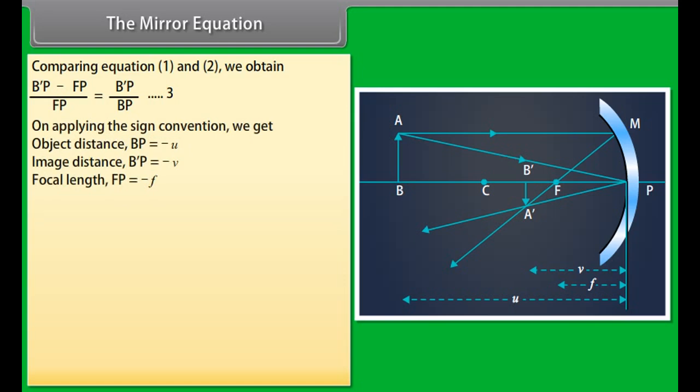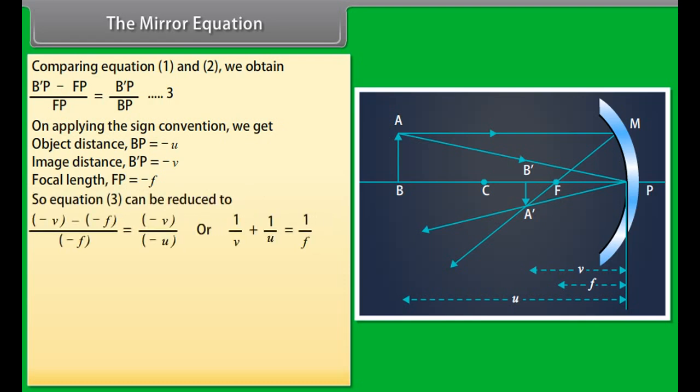On applying the sign convention, we get object distance BP is equal to minus u, image distance B'P is equal to minus v, and focal length FP is equal to minus f. So, equation 3 can be reduced to minus v minus of minus f by minus f is equal to minus v by minus u, or 1 by v plus 1 by u is equal to 1 by f. This relation is known as the mirror equation.